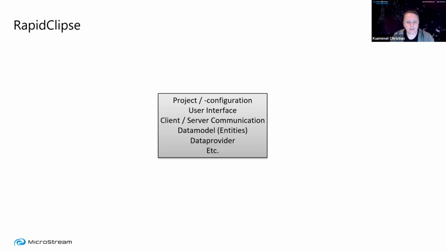We also need a data model, in the end, entities, and someone has to fill this data model, and we use a data provider. I think those are the main areas of a project. So let's see what RapidClipse can do for us. First of all, we start with the normal RapidClipse tooling.